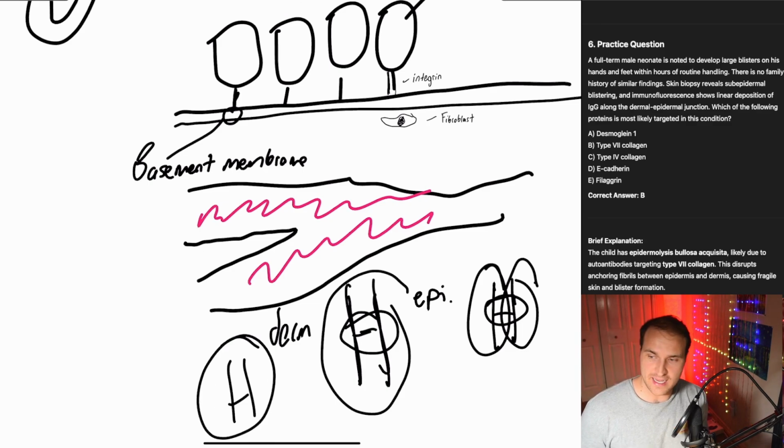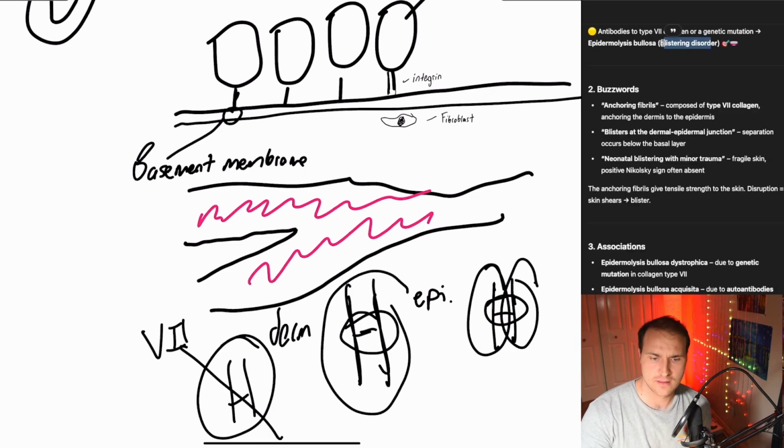And then this kid has epidermolysis bullosa, and it targets that type 7 collagen. So it'll disrupt that H. The hemidesmosomes are going to be disrupted because that's a type 7 collagen. Now, how do we know this is a blistering disorder? Our question told us that the baby's getting some blisters. These anchoring fibrils are composed of type 7 collagen, and so you get the blisters at that junction.